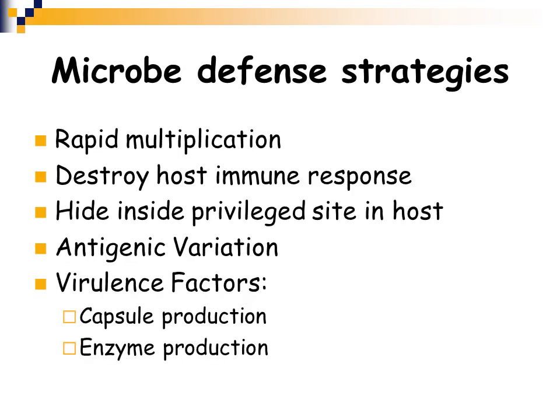So we said that the host has defense strategies, our skin and our immune system. Well, the microbes also have defense strategies, and their defense strategies are the fact that they can multiply rapidly. E. coli has a 20-minute doubling time. Microbes can also destroy some of our host immune responses. Some of them have the ability to reside inside sites inside of our body that our immune system may not be able to get to as easily.